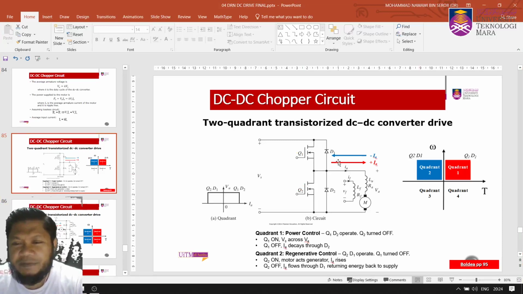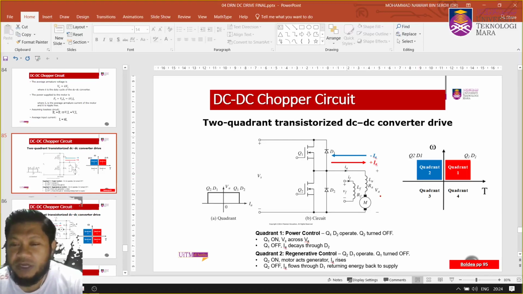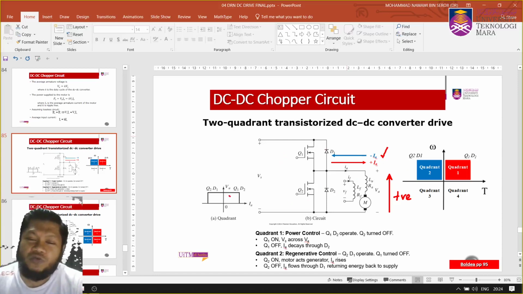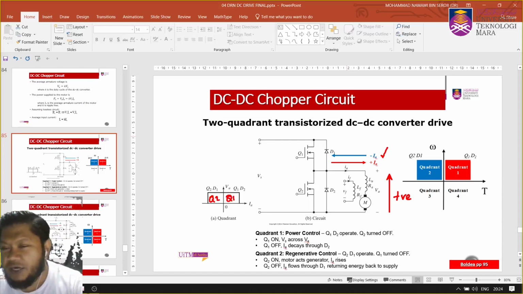Okay, so the current can be in positive direction, or it can be negative direction, right? But if you look into the voltage, it can only have the positive voltage. It's always positive voltage, but current can be positive or negative. Two conditions of current can flow in the circuit, and therefore that makes these two quadrants rise to work on the Q1 and Q2. Okay, quadrant 1 and quadrant 2.